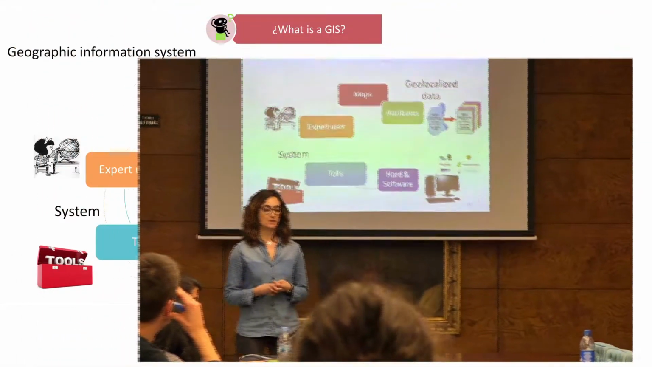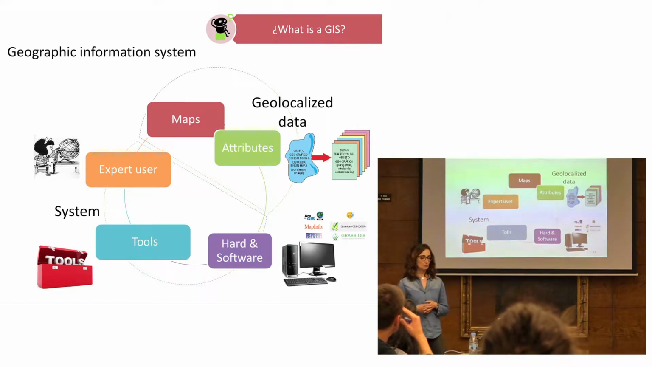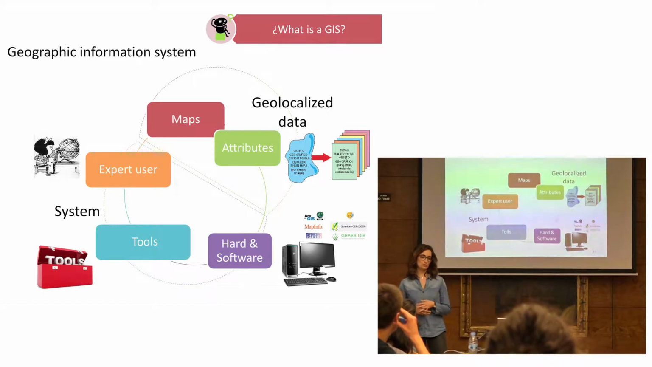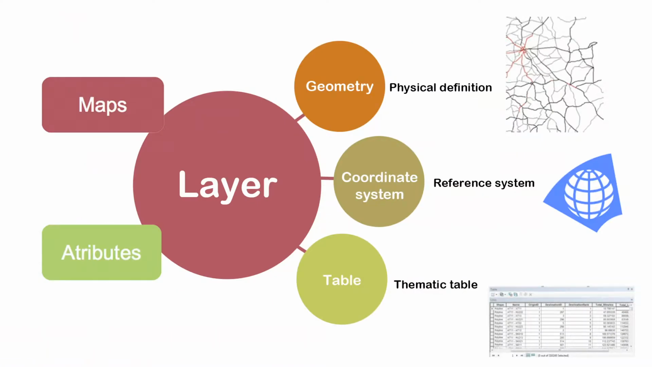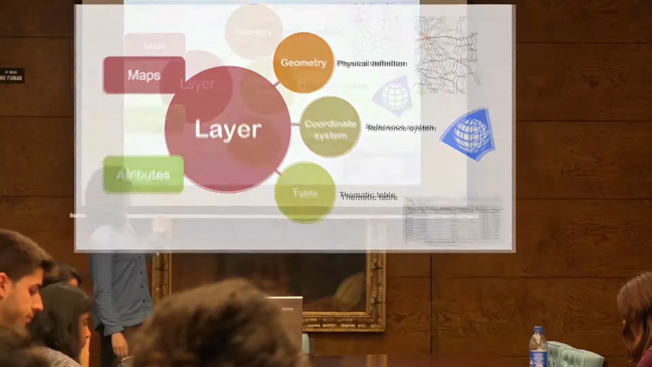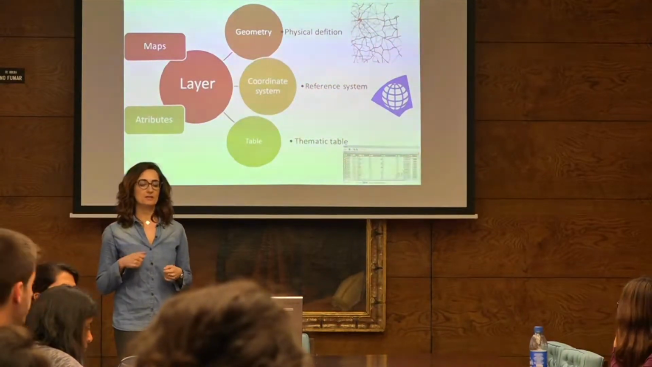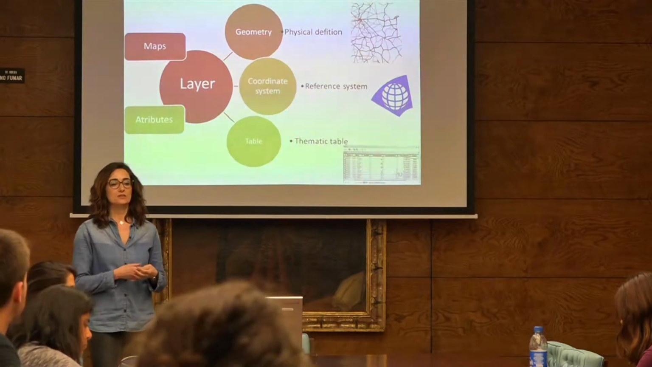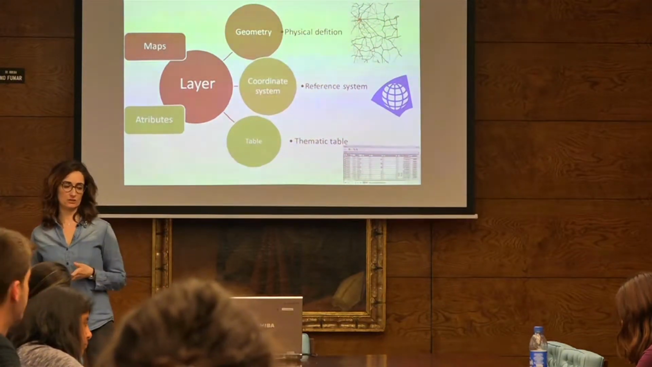We also have hardware and software to do this geographic information system, and we have a lot of tools. Depending on what you want to do, you have many tools that you can use. So at the end we have a layer, we call it a layer, but in other programs we call it something else. So we have a layer of information where we have a map and we have a table with attributes. And each layer has a geometry. That means that it has a physical definition. For example, for a layer of road network, a physical definition would be the lines that define each road.